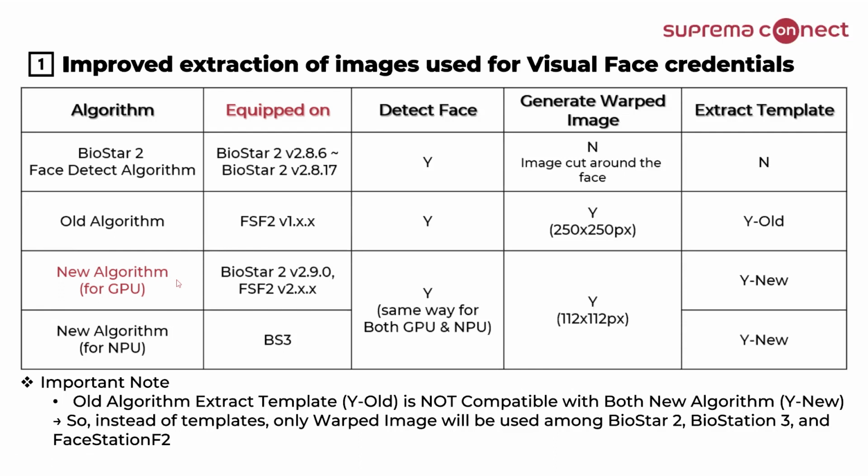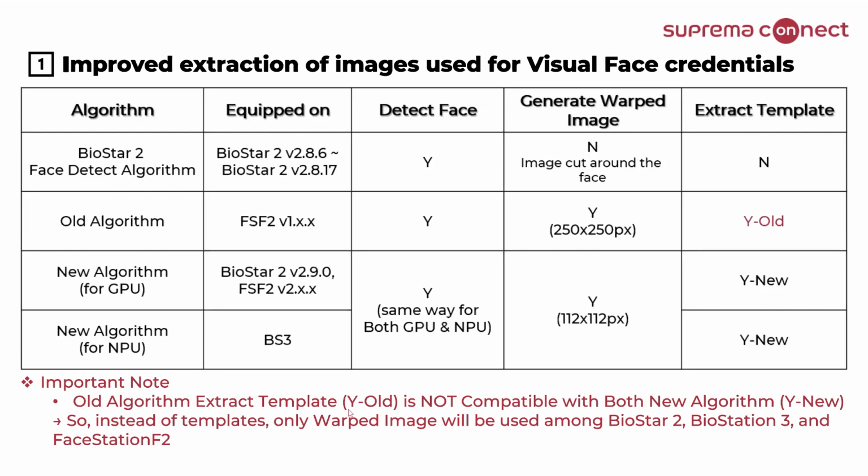Now, the new algorithm that applies to GPU is in BioStar 2, our latest version 2.9.0, with BioStation F2 with firmware version starting from 2. Both GPU and MPU work the same way when detecting face. Both of them extract a warped image with 112 by 112 pixels, and they have the exact same way of extracting template for the new version. However, please make sure you note the important point.